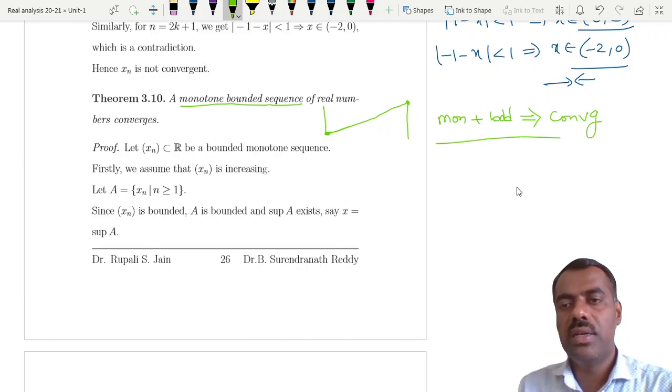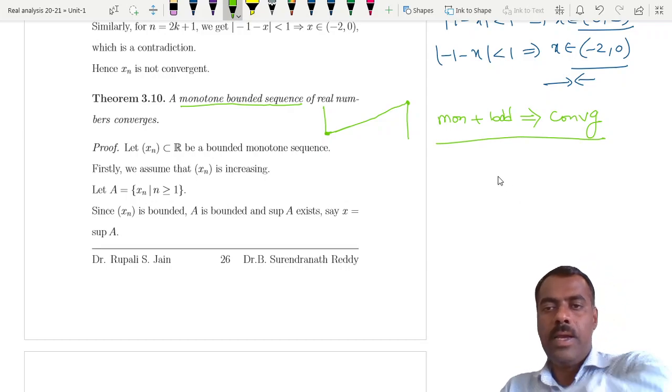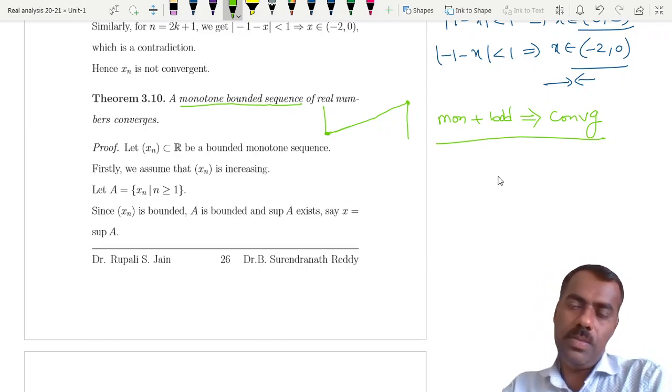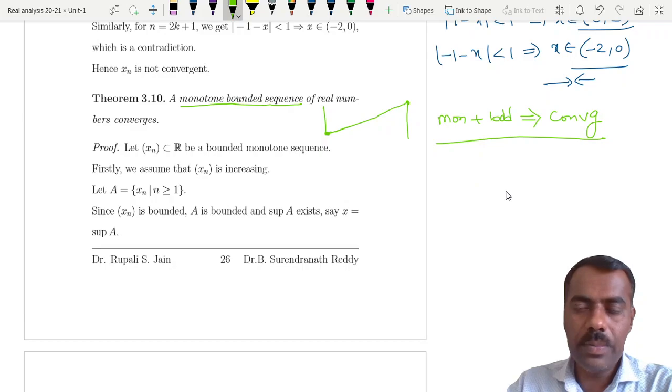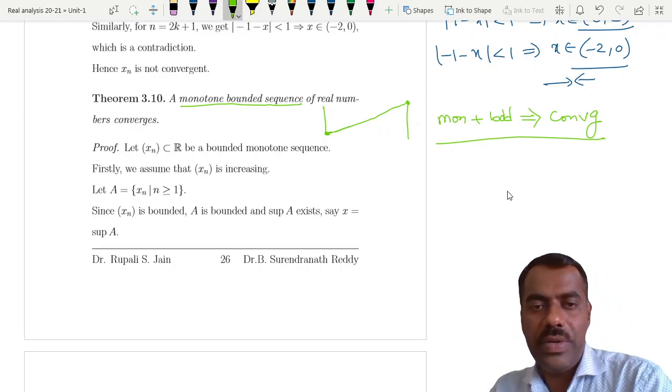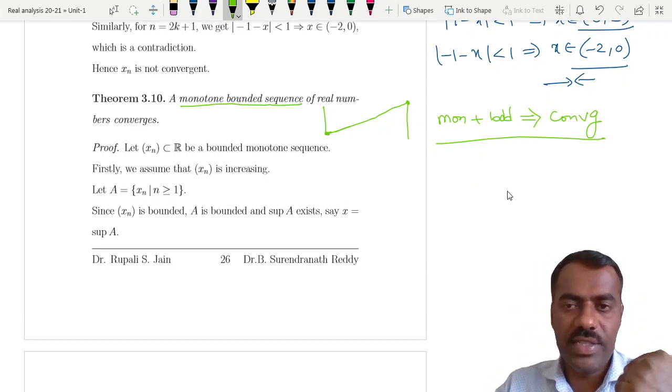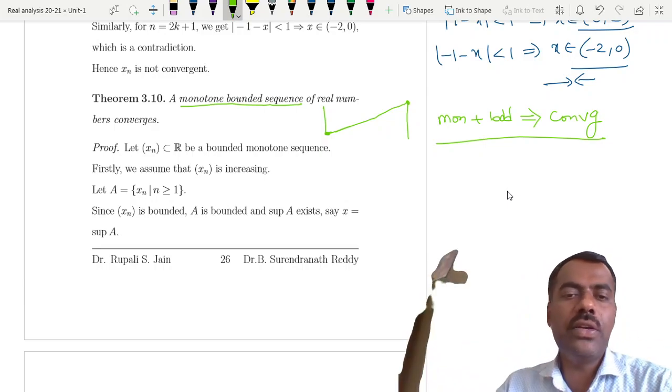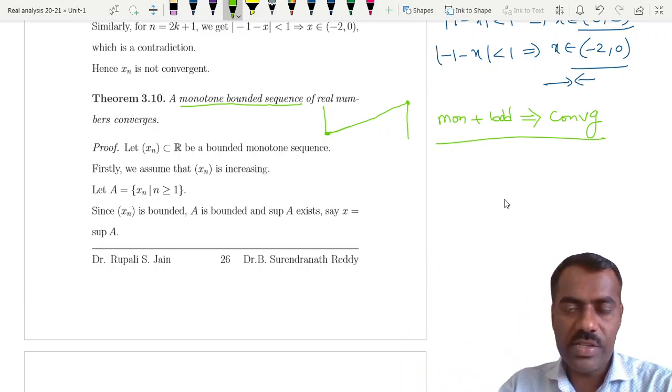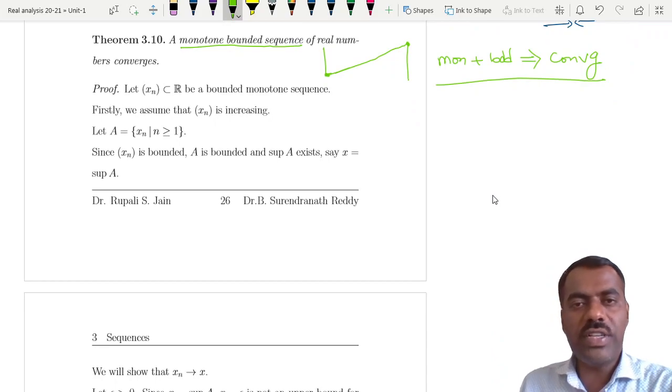This is an interesting result, and it is useful many times. Okay, how will we prove this? We'll prove it for an increasing sequence; a similar technique works for a decreasing sequence also. So first, assume that our sequence is an increasing sequence.